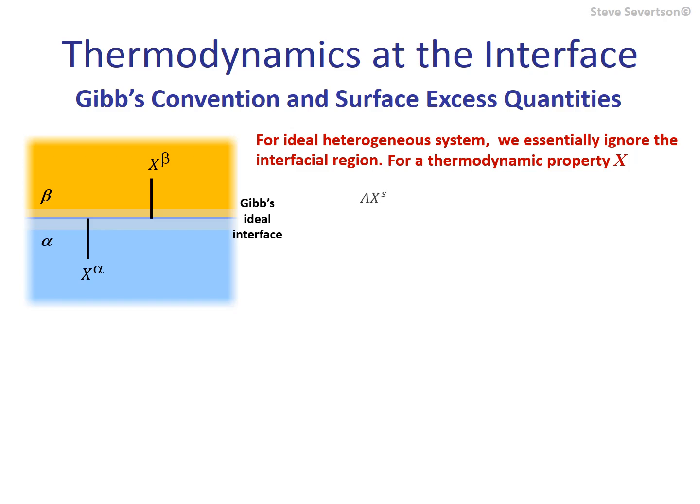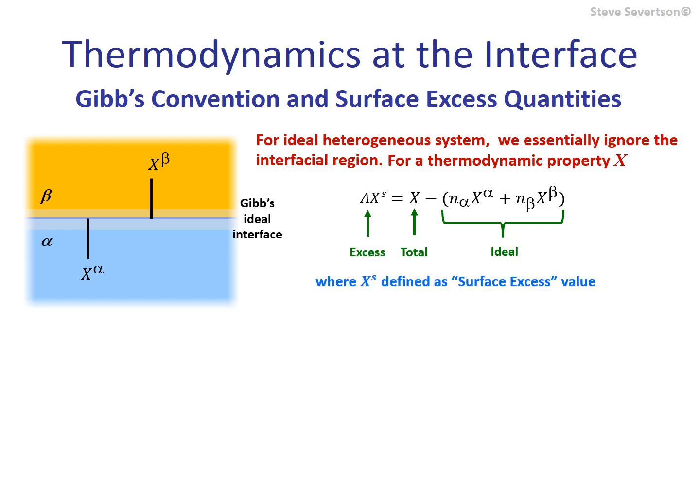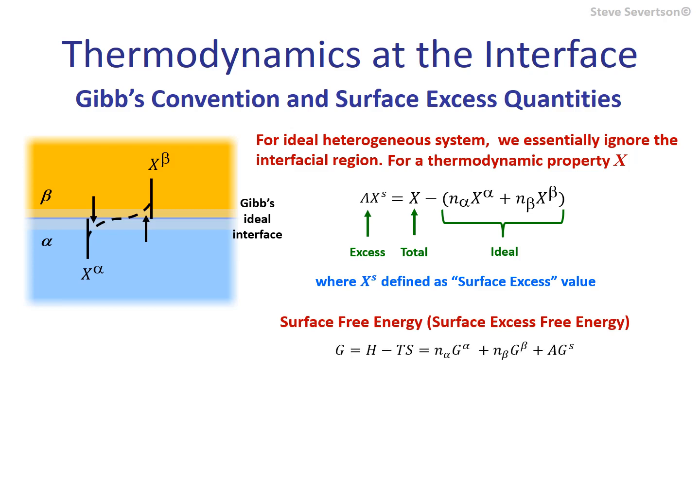Properties for the surface are the difference between X's total value for the heterogeneous system and the intensive values assuming an ideal interface multiplied by the number of moles in those phases. We define the value as the plane area multiplied by the excess surface value, an intensive property on a per unit surface area basis. To be clear, this is the leftover portion assuming an ideal interface. We find that the surface free energy is the excess surface free energy if we use this convention to define Gibbs free energy for a heterogeneous system.